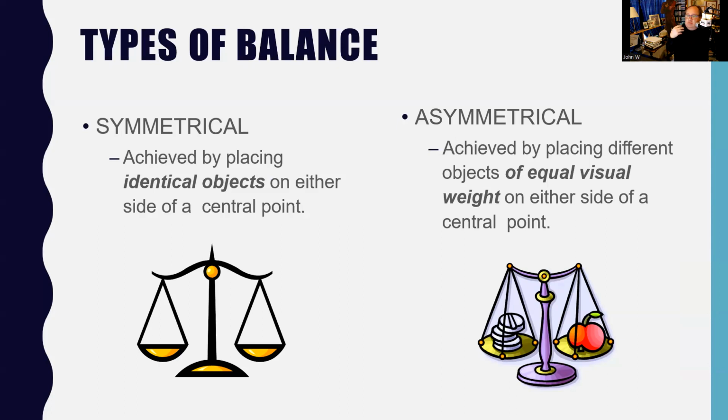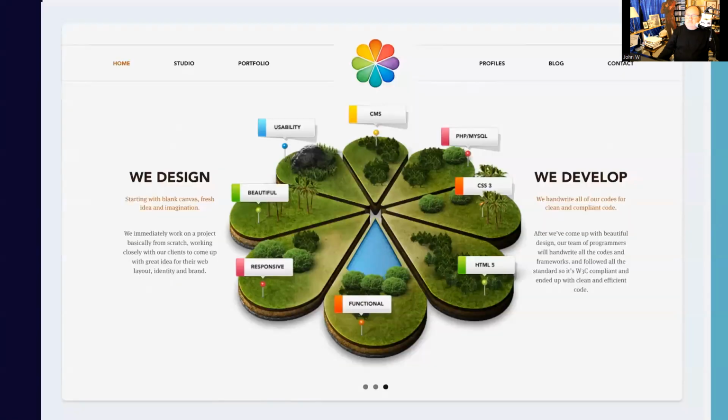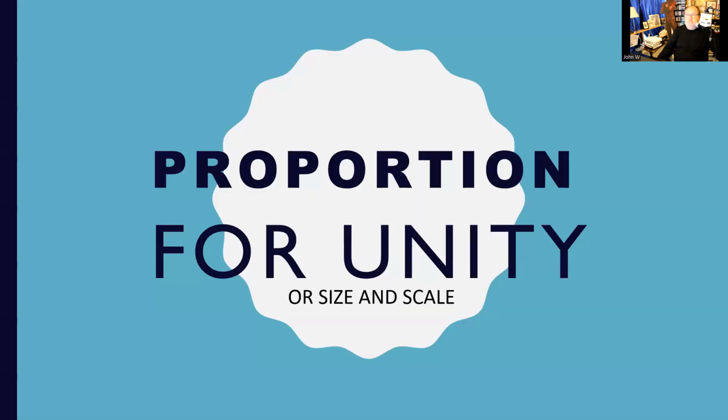Asymmetrical. Even though it's balanced, you've got visual asymmetry because of the pills compared to the fruit there. That's a cool design. Very symmetrical. Radial design.